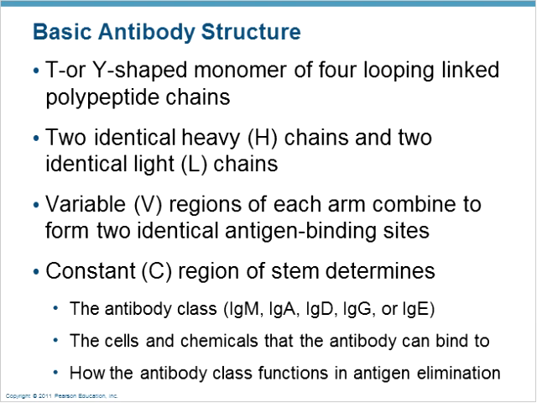And there's a constant (C) region, the stem, if you will, the bottom of each basic antibody, which determines its class. The antibody class could be IgM, IgA, IgD, IgG, or IgE, and they all have different locations and different functions. They are activated differently by different antigens. The cells and chemicals that the antibody can bind to are determined by that constant C region, and how the antibody class functions in antigen elimination is again based on that C region.